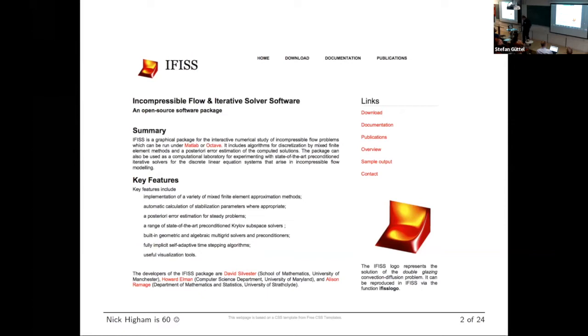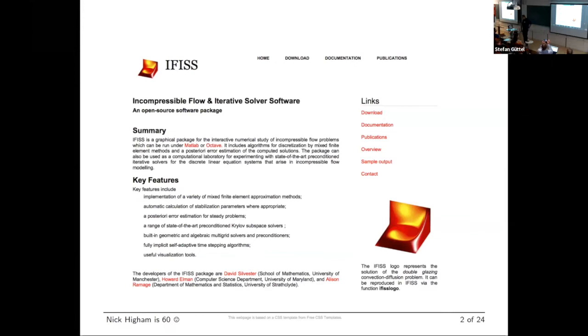It was associated with actually writing a book, which we've heard about briefly from Andy. So this is a book with Andy Wathen and Howard Elman. And when we started writing this book, one thing I was keen on, more than keen, evangelical about, is the idea that if you write a book and generate results, then people should themselves be able to generate those results. All the figures in the book should be generatable by anybody reading the book. And so this software essentially went with that development.